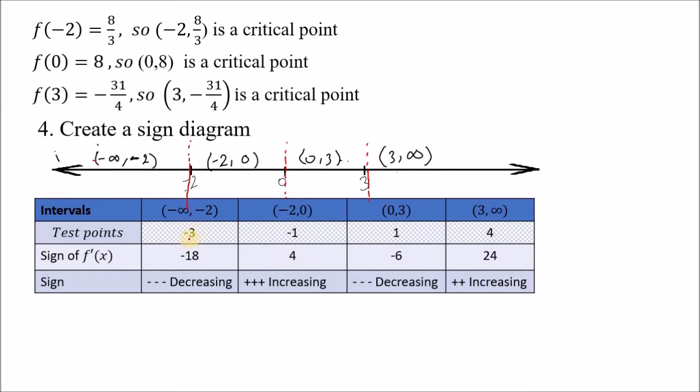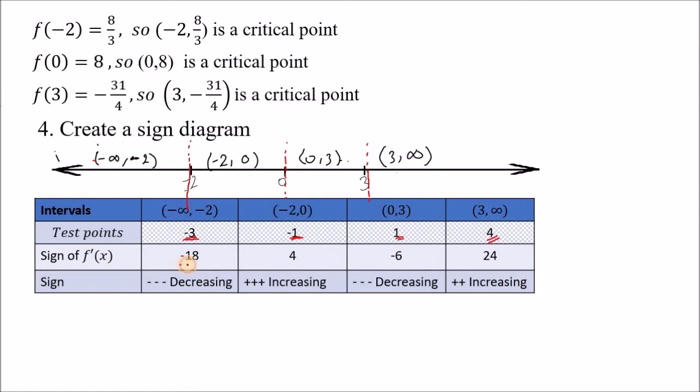Next, we're going to plug these testing points into f prime of x and see the value. So if you plug negative 3 into f prime of x, the answer is going to be negative 18. Please make sure that is correct. And then if you plug negative 1 into f prime of x, you're going to get 4. If you plug 1 into f prime of x, you're going to get negative 6. If you plug 4 into f prime of x, you're going to get 24.